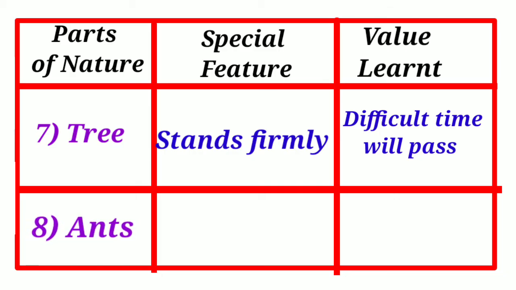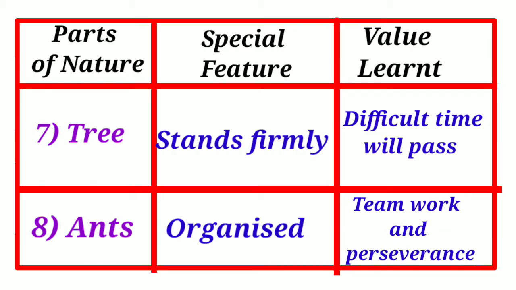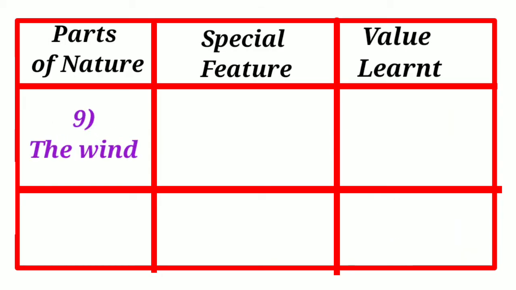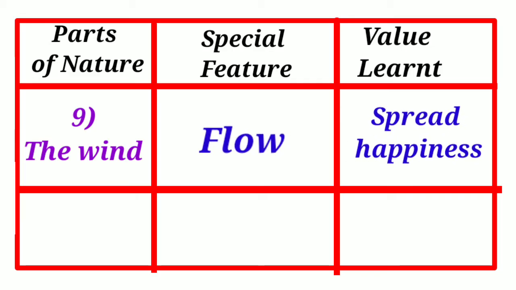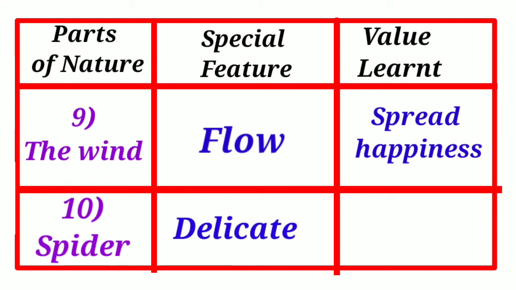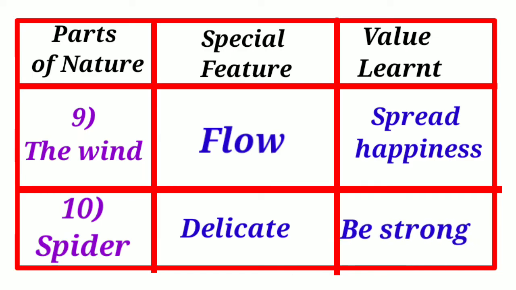8. Ants, feature organized, value teamwork and perseverance. 9. The wind, feature flow, value spread happiness. And 10. Spider, feature delicate and value be strong.